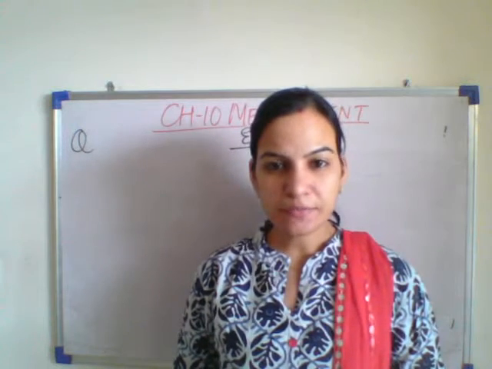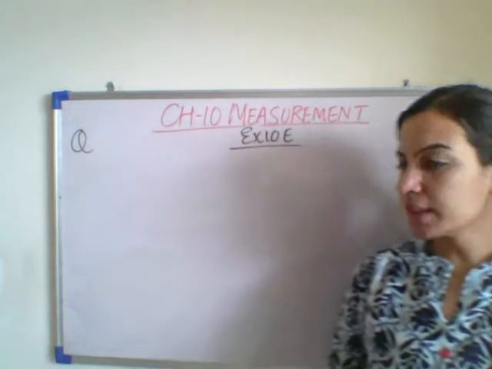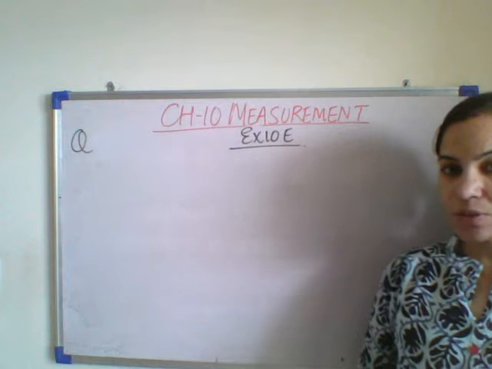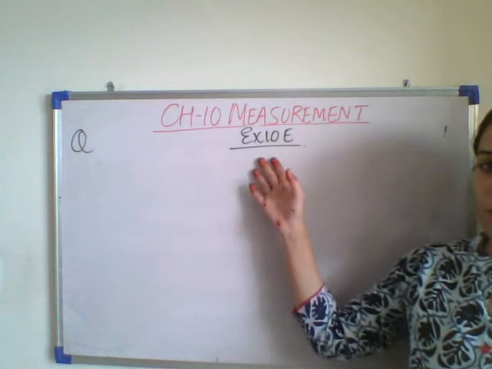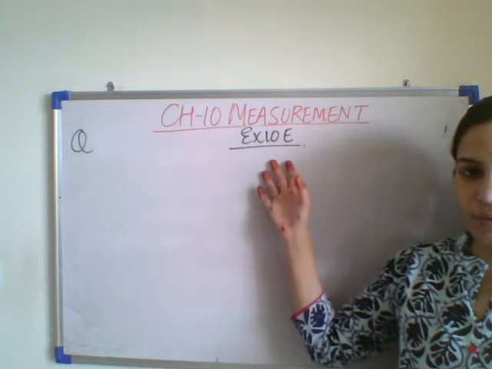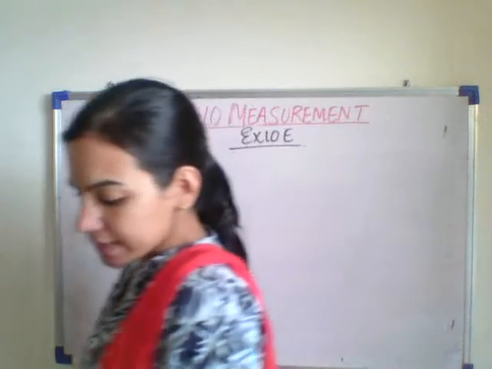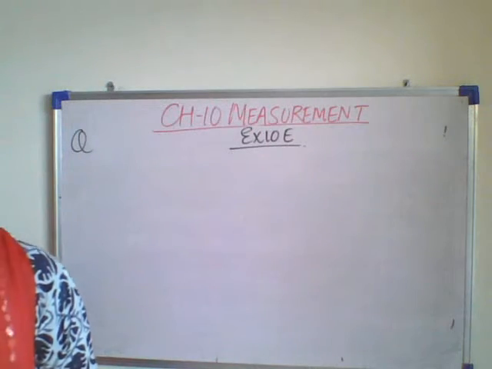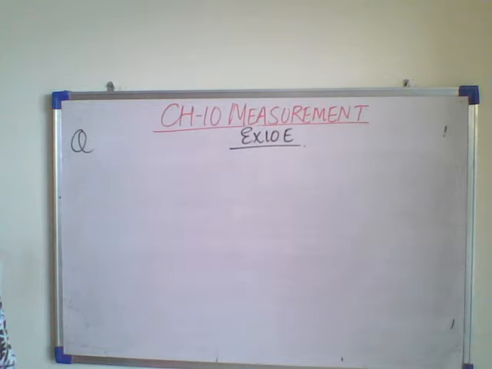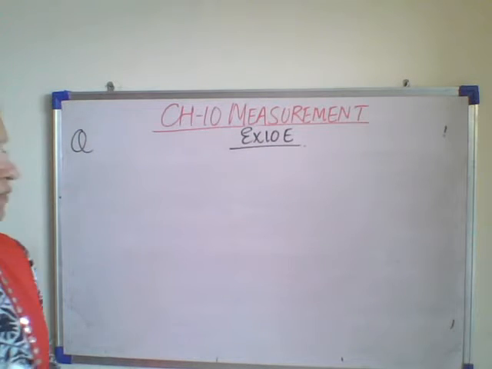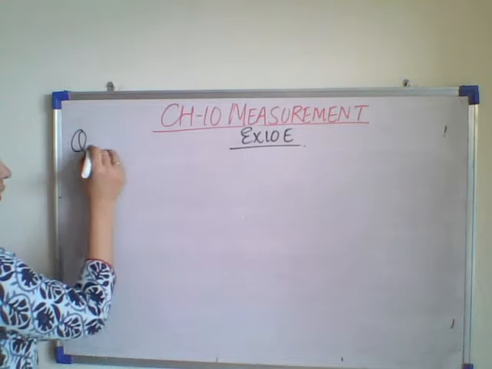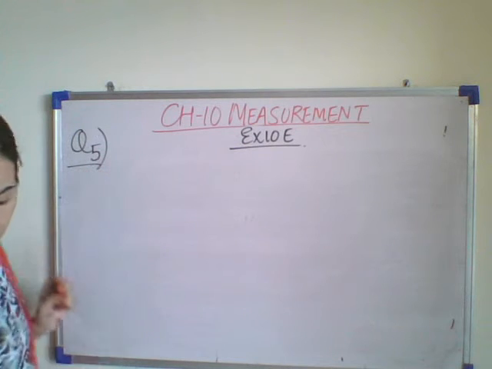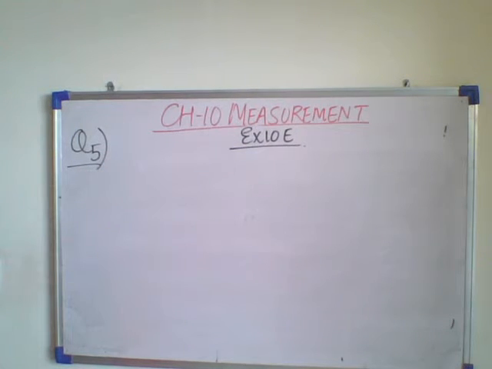In today's class, we will be continuing the chapter number 10, measurement. We will be doing some of the word problems from the exercise 10E. We will be starting with the question number 5. The question number 2, 3, 4, this we have discussed in the previous video. So I will be starting with the question number 5. You can take out page number 153.